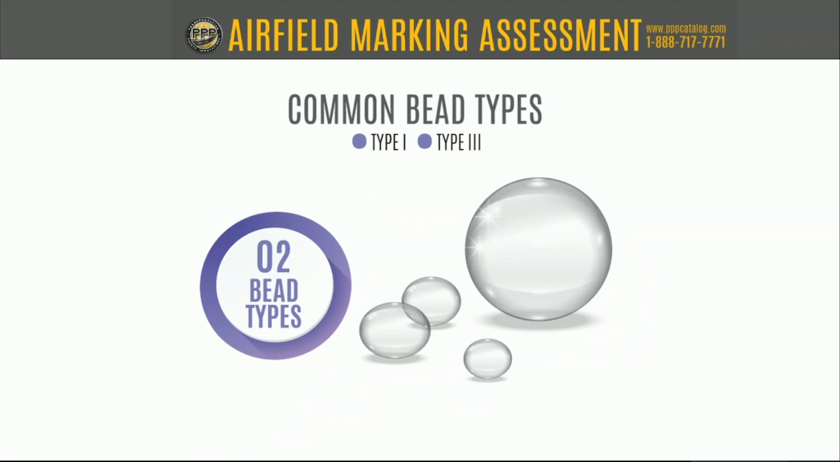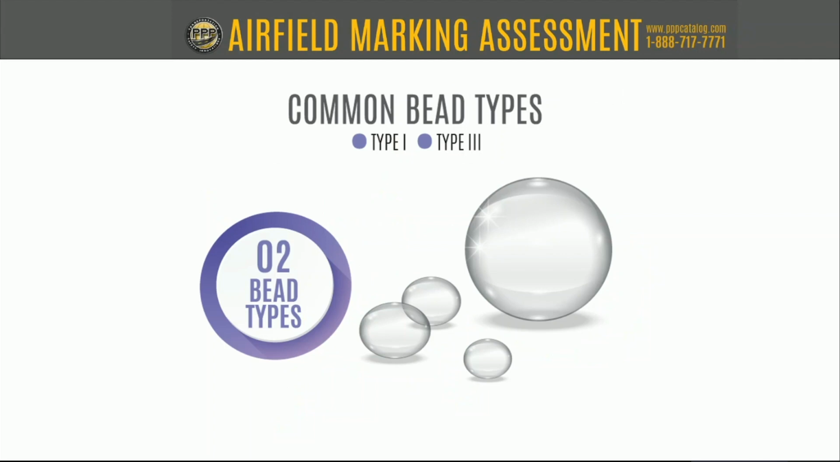So the most common bead types. And you see here we have type 1 and type 3, which are the most common beads at this time being used in the airfield. A couple of notes I have on this: type 1 beads are most often made of cullet, or crushed glass, recycled glass, vehicle windshields, that type of thing, and they crush all that, and then they make these beads out of it.